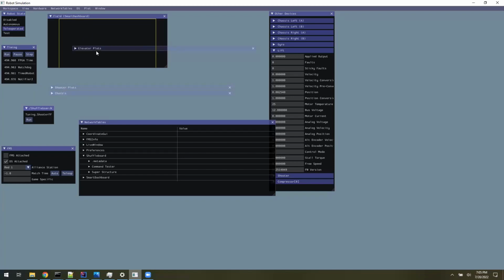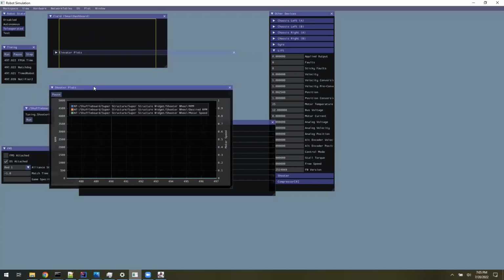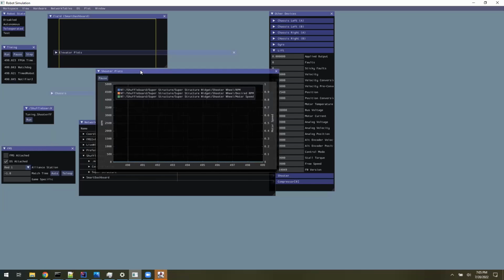So yeah, I've got all these plots here. So the very first thing we want to do, just like we did on WPI's website, I want to tune our shooter. Now, the easiest way to calculate FF is to give your motor some voltage and see how fast it spins. How fast does it spin when you give it 6 volts? How fast does it spin when you give it 8 volts? And then from that, we can invert our equation and get kFF.